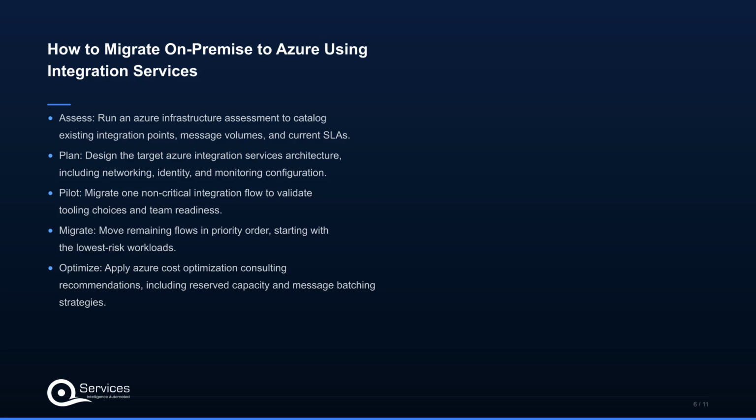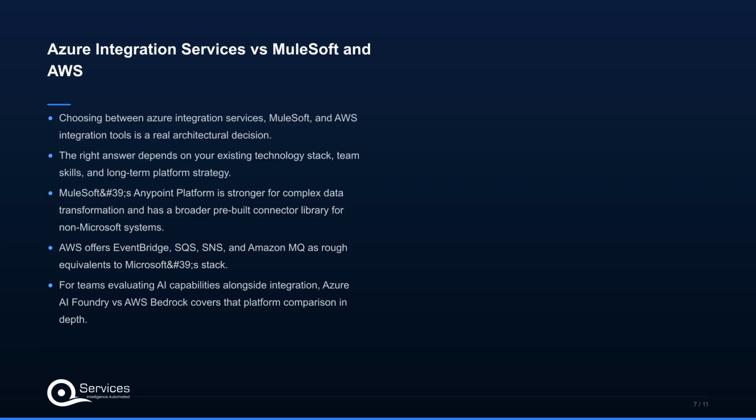Azure App Modernization goes further. It redesigns integration flows as event-driven microservices, adopts Service Bus instead of direct API calls, and deploys into a proper Azure landing zone implementation with hub-and-spoke networking. Next up, Azure Integration Services versus MuleSoft and AWS.